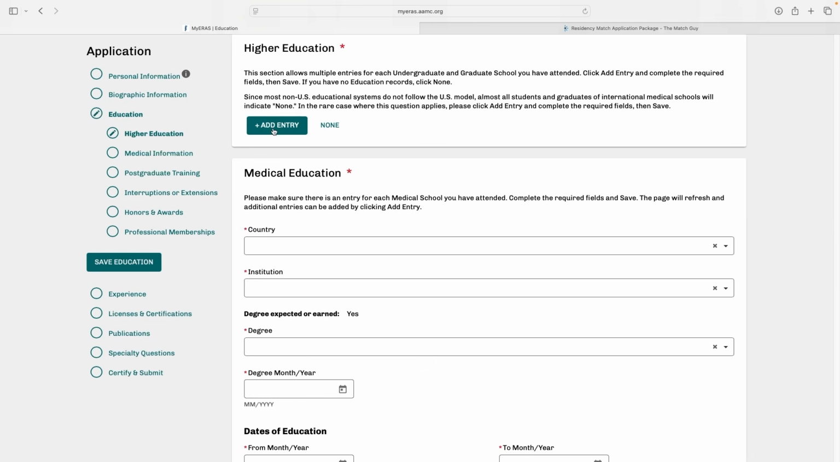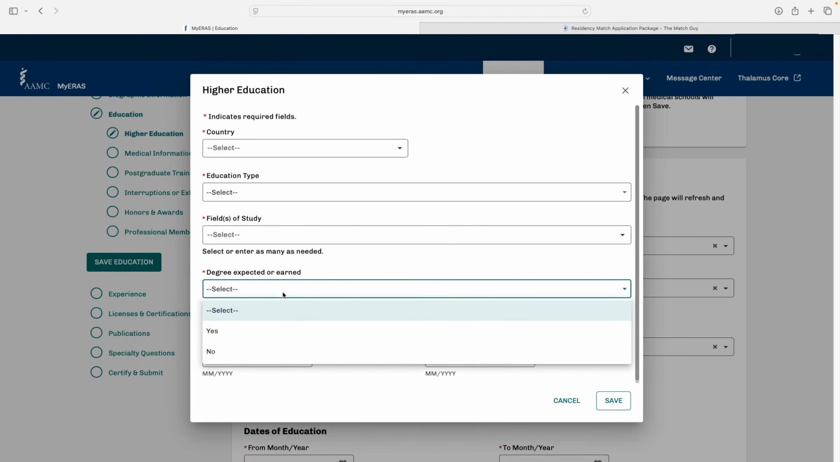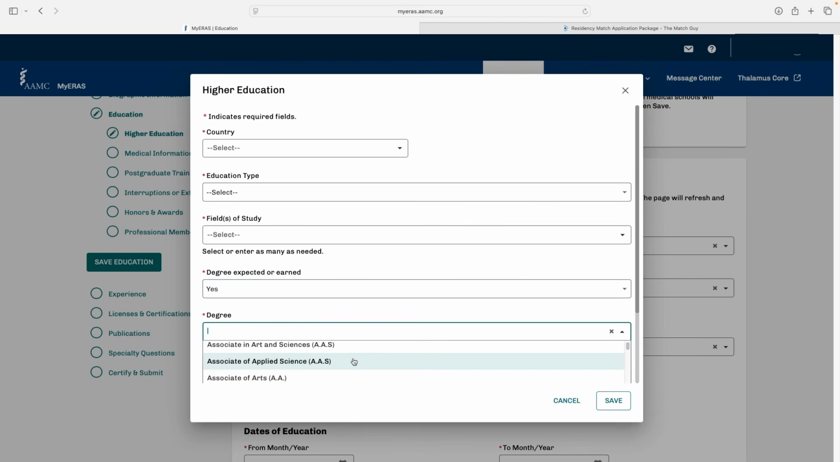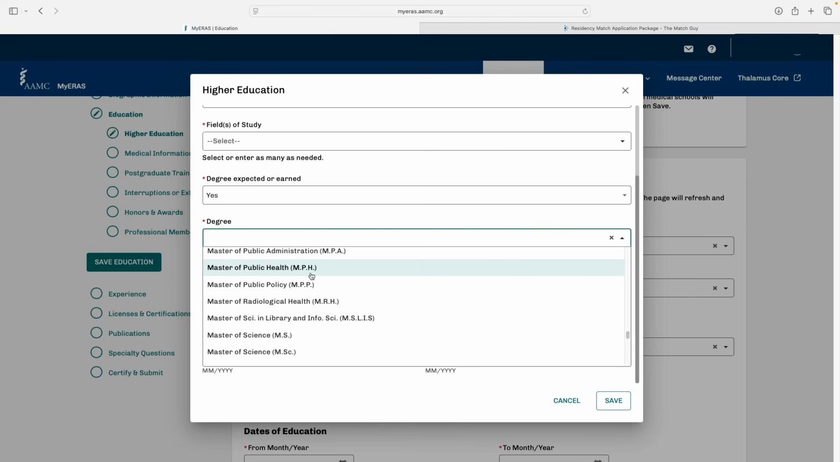So to add that, you click on Add Entry, you add the country, education type, field of study, and here you can see the degree. So if it's expected or earned, click yes, and you will see all the different types of the degrees. You can see here MPH, Masters of Public Health, Masters of Science, and many other degrees.